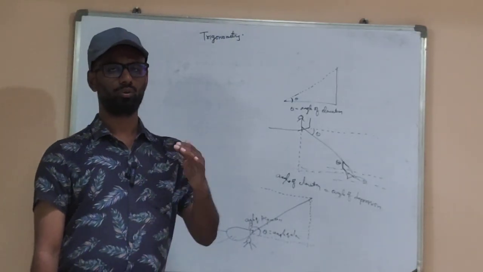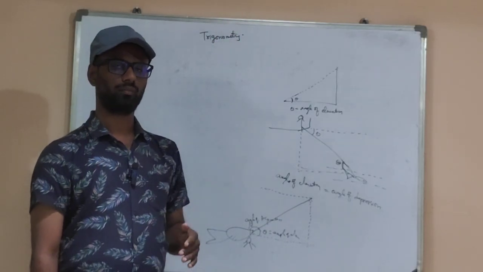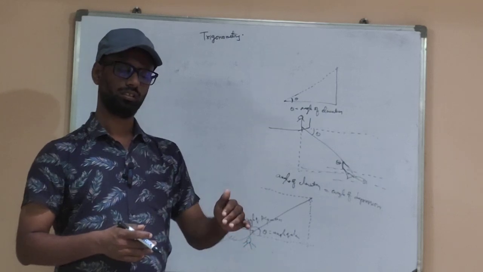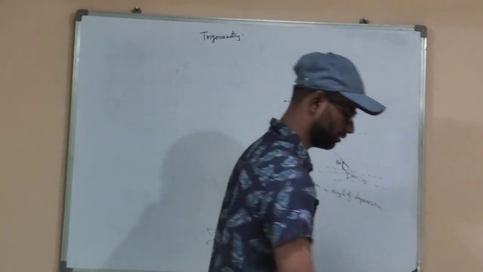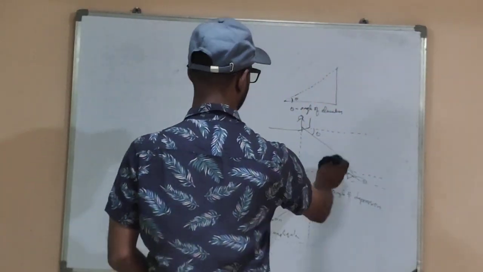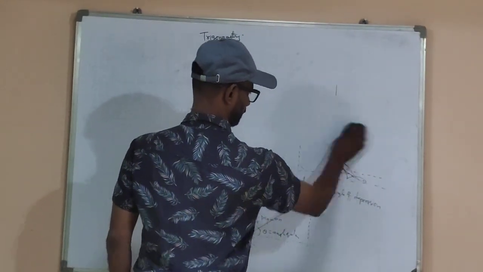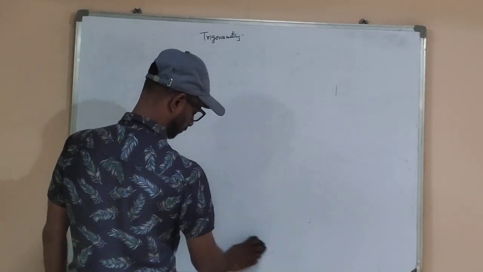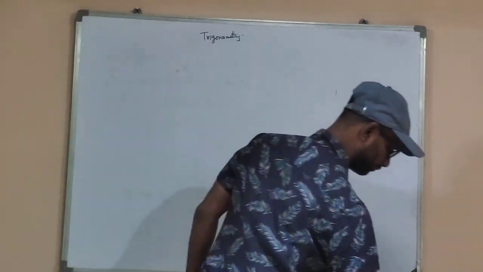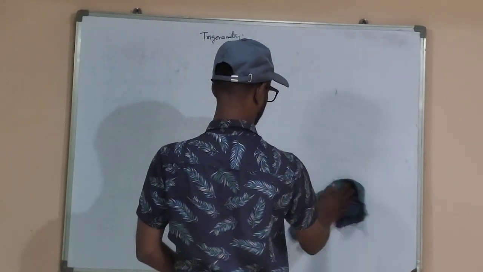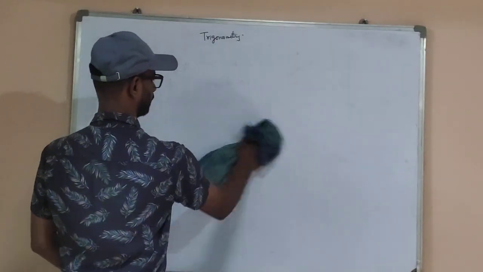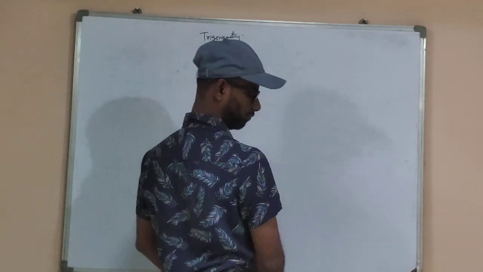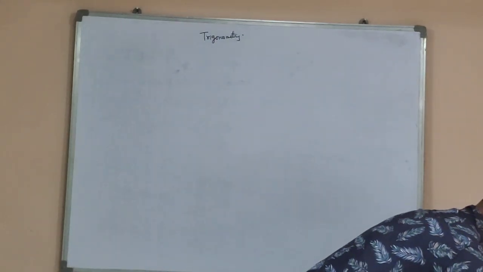So elevation means looking at things which are at the top. Angle of depression means looking at things below the surface. Below the surface, it is called the angle of depression. Okay. Next, continue. Okay, next thing. So next one is the example.